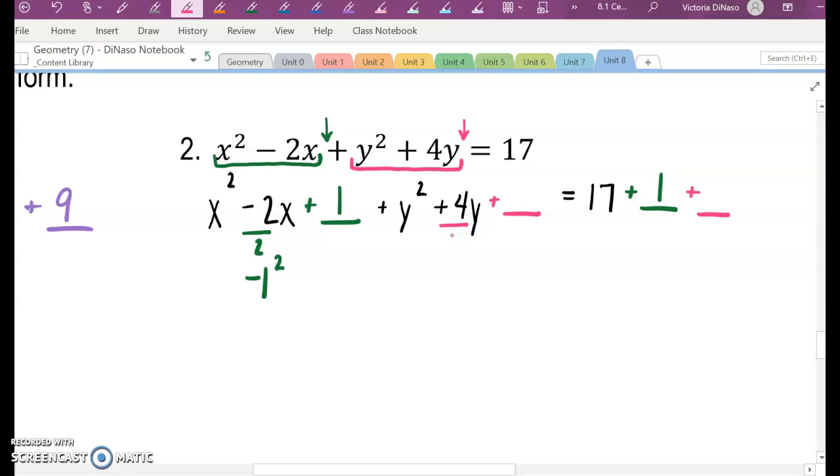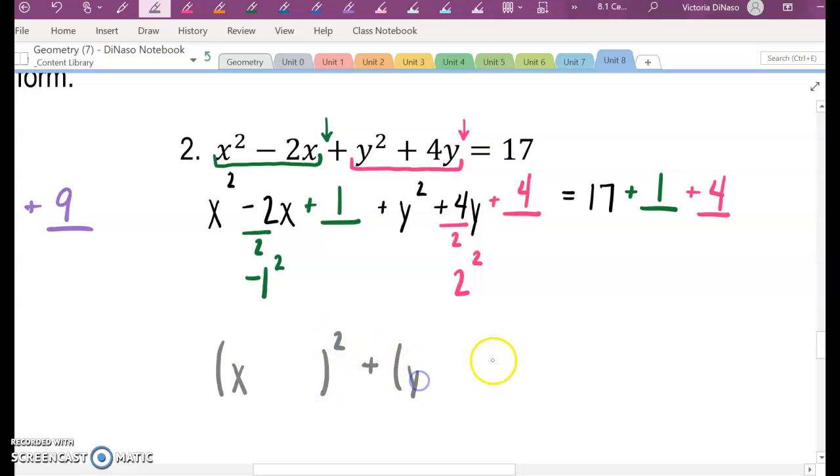Divide 4 by 2 to get 2, and then you're going to square it. Then you have 4. So we're going to have parentheses with an x, parentheses with a y, and then you're going to combine 17 plus 1 plus 4, which equals 22.